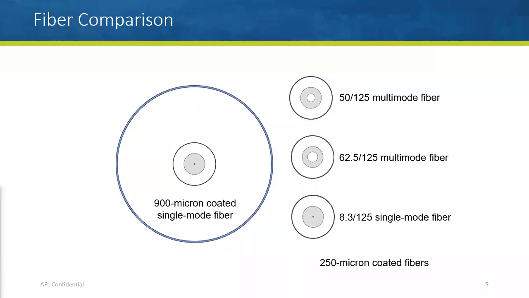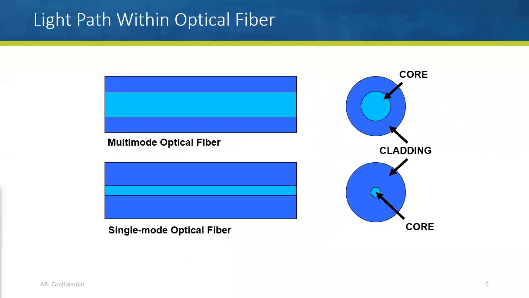Then when you look at the one on the left, you've got that 900 micron coating, which is the protective plastic coating around the outside that we use to hold on to it and be able to see it. We'll look at that a little bit in a second. The main thing when you look at the different types of fiber is that there are two main types, single mode versus multimode.